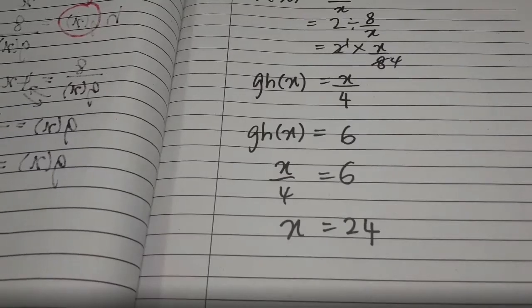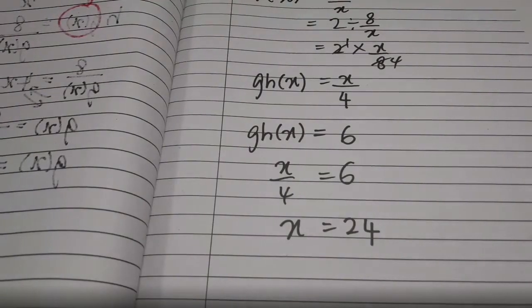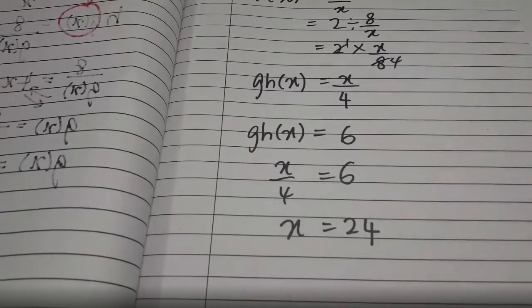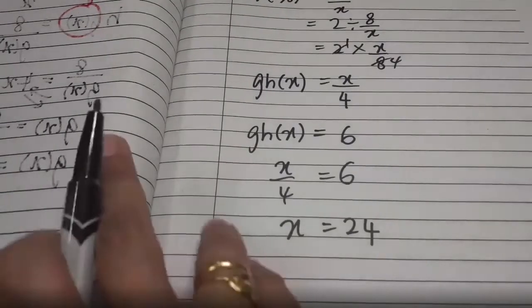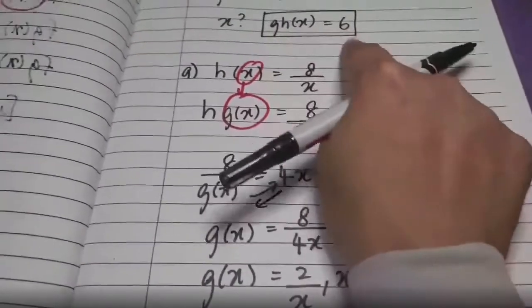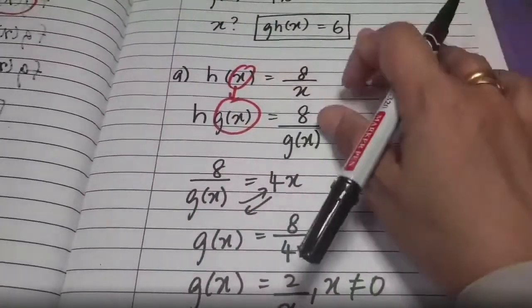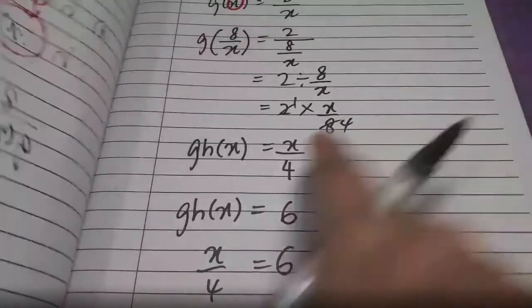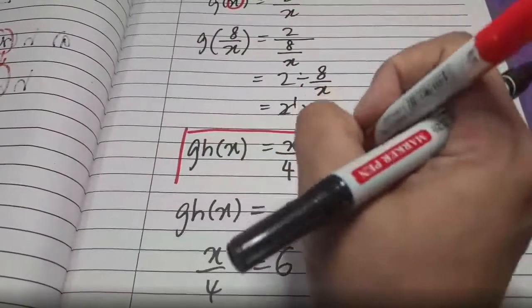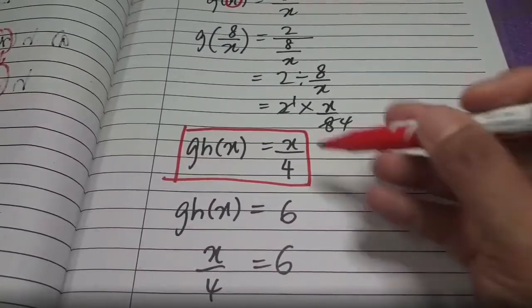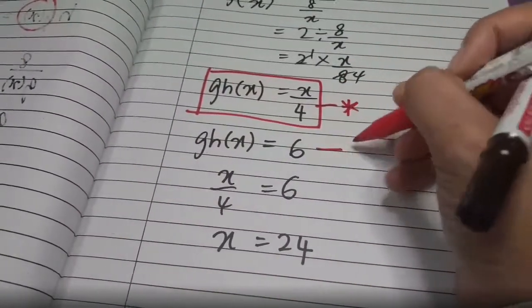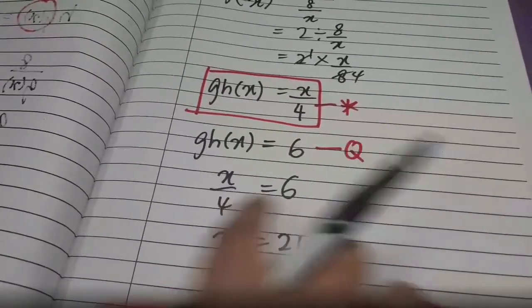Dalam admaths kan, apa-apa soalan biasanya kalau melibatkan two unknown, two function, dia akan menggunakan comparison. Comparison tu macam mana? Dekat soalan dia beri. So, before you compare, you need to do your own. Maknanya sebelum you buat comparison, you mesti cari yang you punya sendiri. So, yang you punya gh(x), yang ini tadi yang kita buat panjang-panjang. Kemudian, baru kita boleh buat comparison. So, x over 4 equal to 6. So, x equal to 24. Ini yang kita punya. Ini dari question. So, mesti buat comparison.